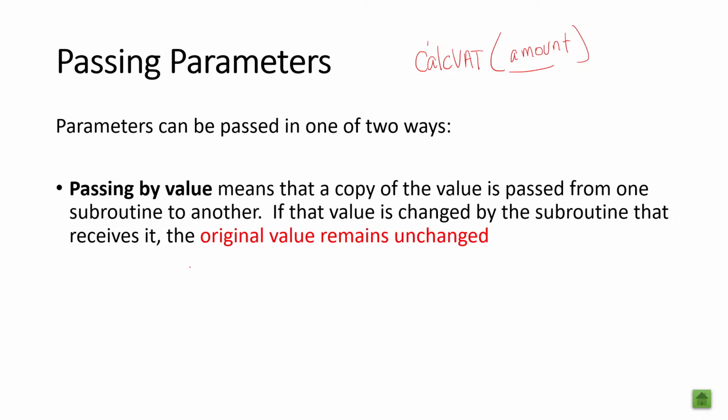Now, if we pass by value, that means a copy of the value is passed from one subroutine to the other. And if the value is changed by the subroutine, then the original value remains unchanged. The key word in there is a copy. Whereas if you pass by reference, the actual variable from one subroutine to another gets changed because you're passing it.